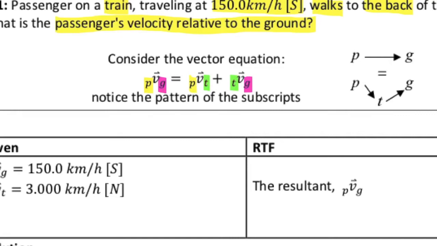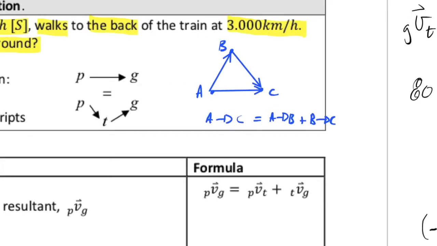So why does this work and why does it have to be in this particular format? Let's take a look at this little example off to the side here. Let's say we're trying to get from point A to point C. Well, we can go from point A to point C directly like this. Or we can go from A to B, then from B to C, and that will get us to the exact same spot.